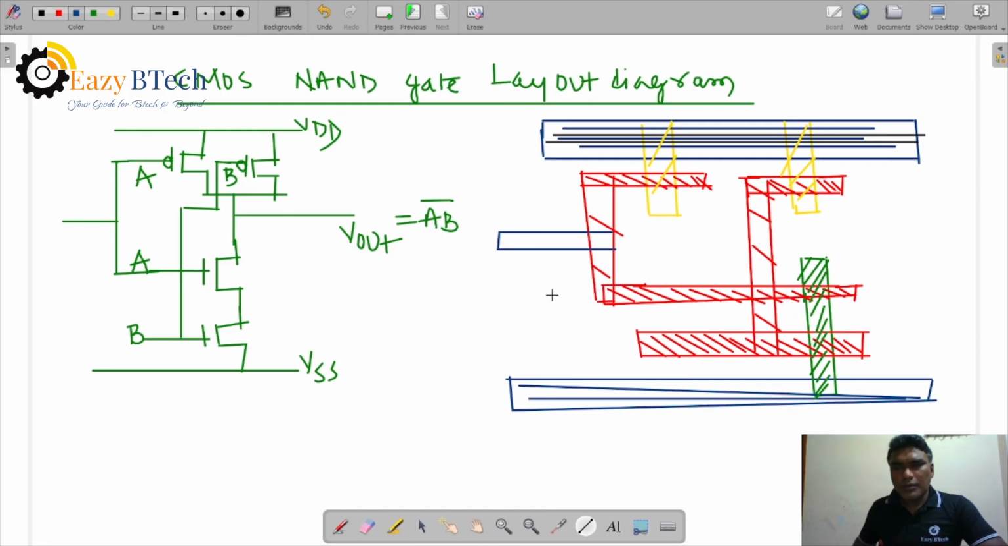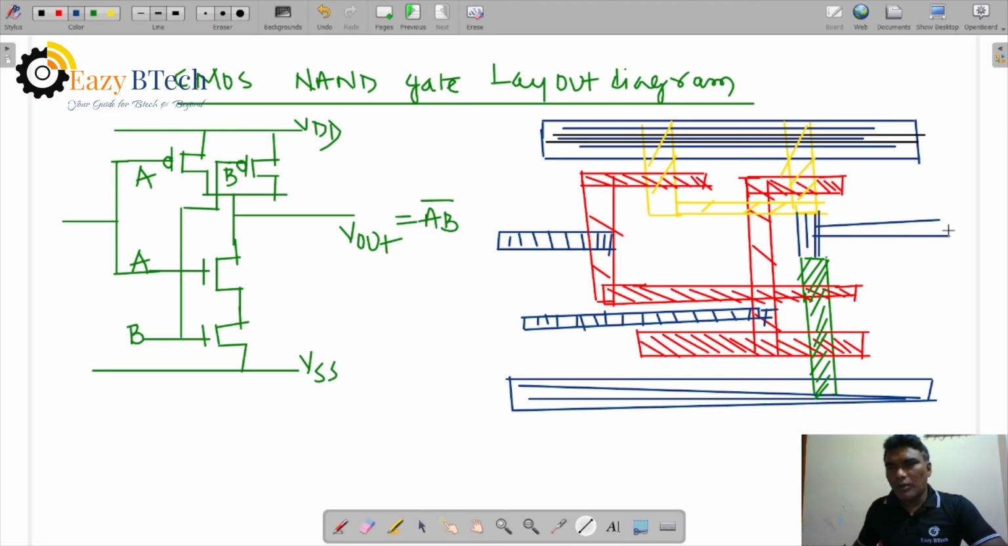Okay. So from here we can take the inputs A and B, right? Vertical line here. And for the interconnection of this P plus diffusion, from here to here is a metal 1 interconnection. This part, the output terminal, is metal 1, and we can also take this output terminal, metal 1.